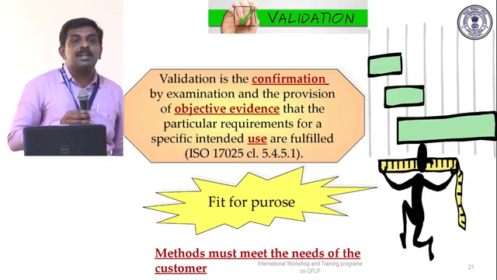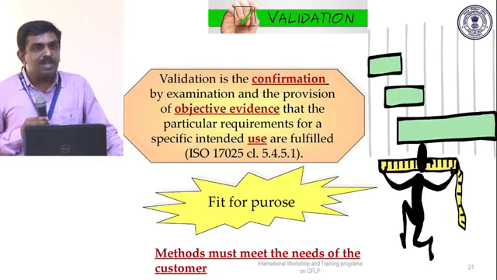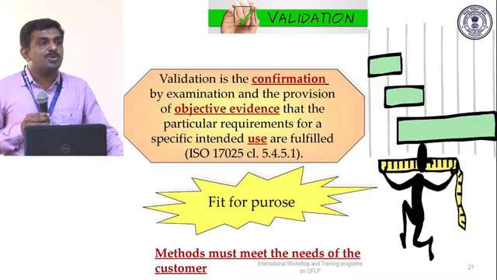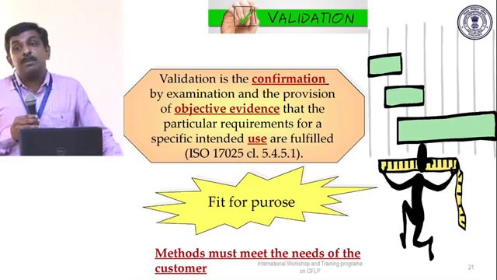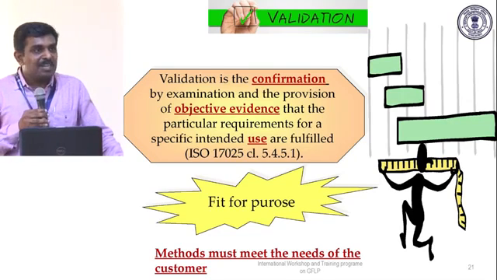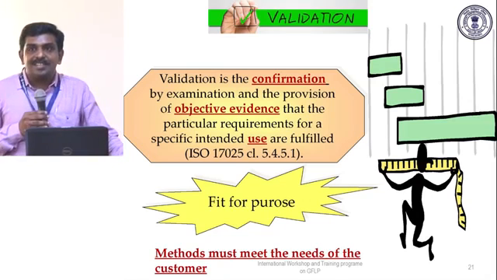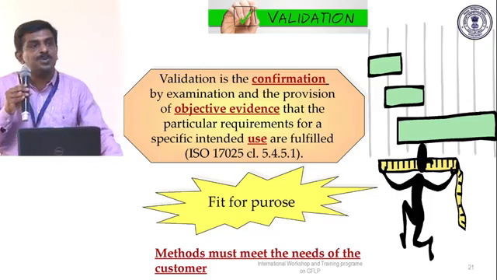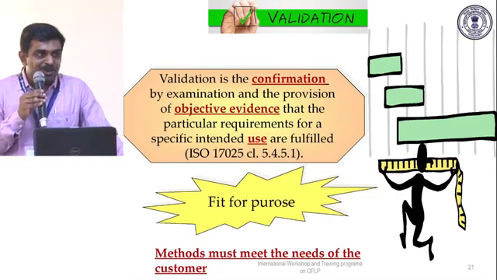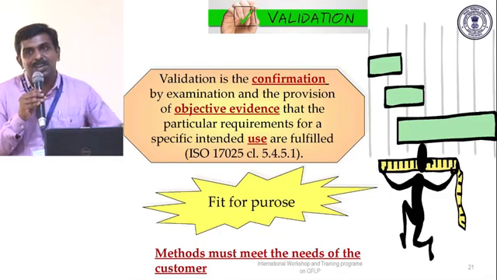Some customer may tell you that I want this method only. They may even tell you a journal: this is a published journal, I want you to use this method only. Some importing countries may tell you that you have to use this method or you need to validate. You may be using a standard method, but the importing country is imposing that you need to validate. No other option, because it's a customer requirement.